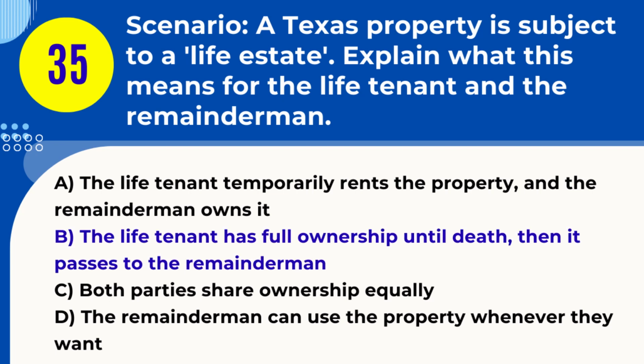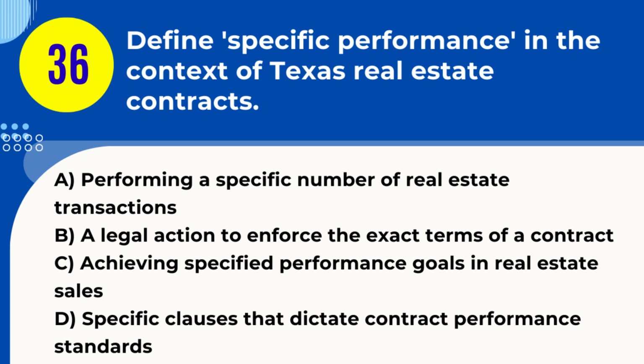Answer: B. The life tenant has full ownership until death, then it passes to the remainderman. Explanation: In a Texas life estate, the life tenant has the right to use and benefit from the property during their lifetime. After their death, ownership of the property automatically passes to the remainderman, who has been designated to inherit the property.